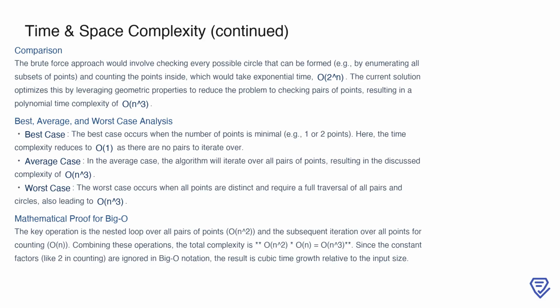In the average case, with a moderate number of points, the algorithm iterates over all pairs, leading to the expected O(n cubed) complexity. The worst case involves a large set of distinct points, requiring a full traversal of all pairs and associated circle calculations, also resulting in O(n cubed). Mathematically, the Big O proof confirms this. The nested loop contributes O(n squared), and for each pair, counting points contributes O(n). Together, this results in the cubic growth O(n cubed), where constant factors are ignored in asymptotic analysis.